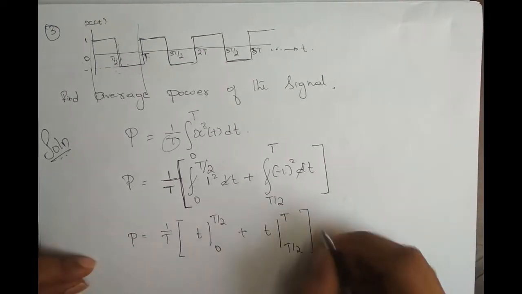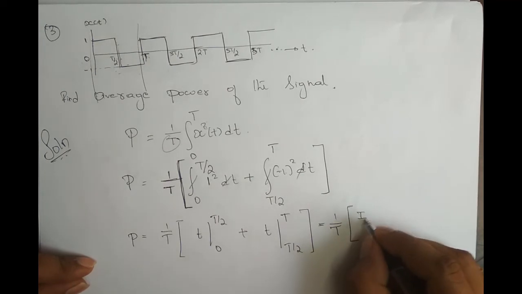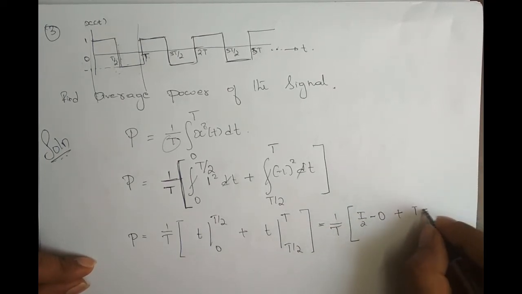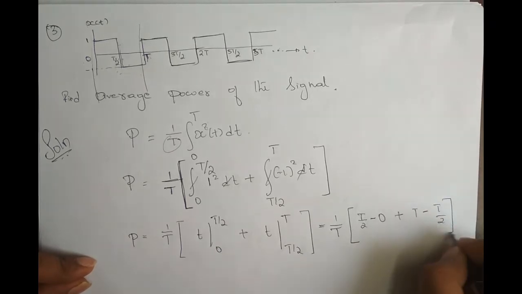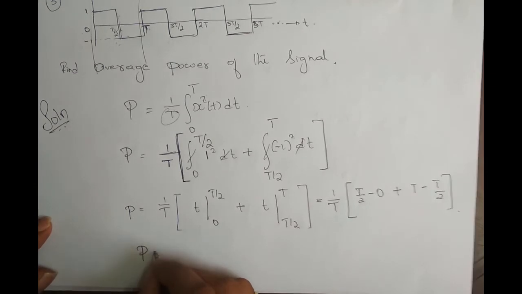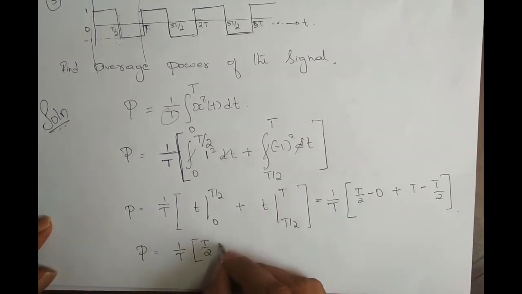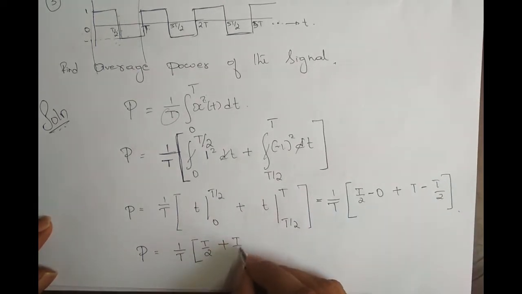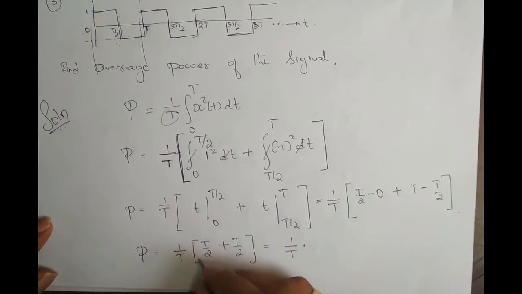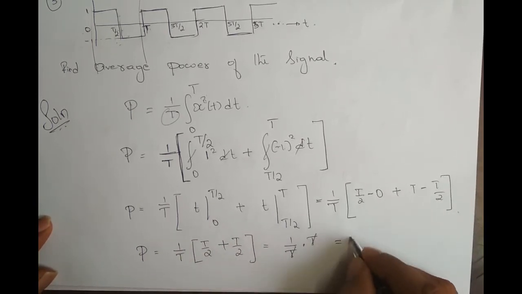Now if I apply the limits, 1 by T times, upper limit T by 2 minus 0, plus upper limit T minus T by 2. So P is equal to 1 by T times T by 2 plus T minus T by 2, which is T by 2. This is equal to 1 by T times 2 times T by 2, which is T. So T cancels out, and I get 1 watt.